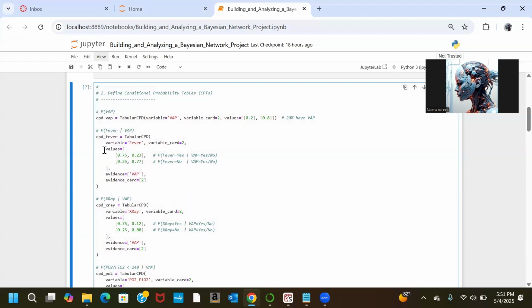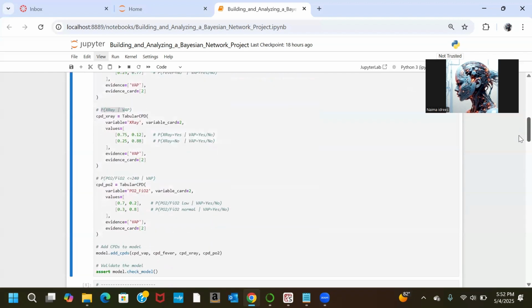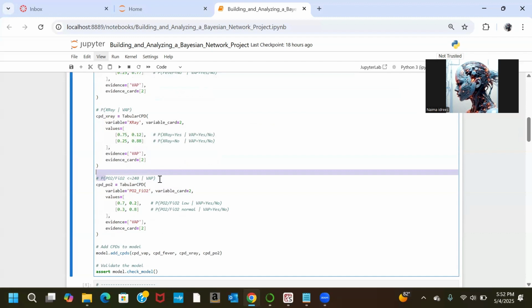And if VAP, which is ventilator associated pneumonia, has a value of zero, then there is only a 25% chance that the patient has the fever. Same, we have added all these CPTs, and the same logic we have applied for the X-ray, for the PO2, FiO2 here at the bottom, and then we are adding CPTs to the model, and we will validate.